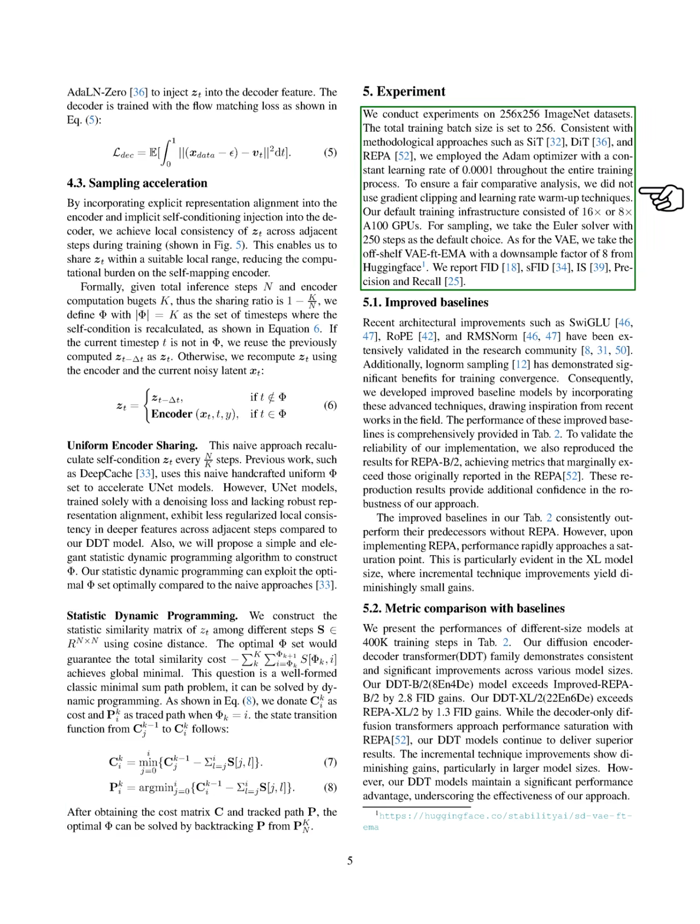For our experiments, we use the 256 by 256 ImageNet dataset with a total training batch size of 256. We follow methodologies from previous works like SiT and DiT, using the Adam optimizer with a constant learning rate of 0.0001 throughout training. To ensure a fair comparison, we avoid using gradient clipping and learning rate warm-up techniques. Our training setup includes multiple A100 GPUs, and we use the Euler solver with 250 steps as our default. We also utilize a pre-trained VAE with a downsample factor from Hugging Face and report various performance metrics.